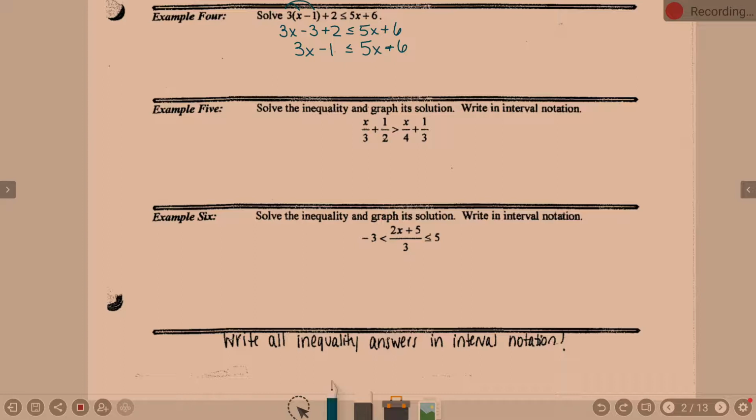Now as we start moving stuff around, curious what you guys are going to tell me to do. Get the x's by themselves. How do you want to get the x's by themselves? Subtract 5x. Okay. Subtract 5x? I'm fine with that. I just know some people would argue the other way and say, I'd rather subtract 3x because I'd rather keep my x positive.